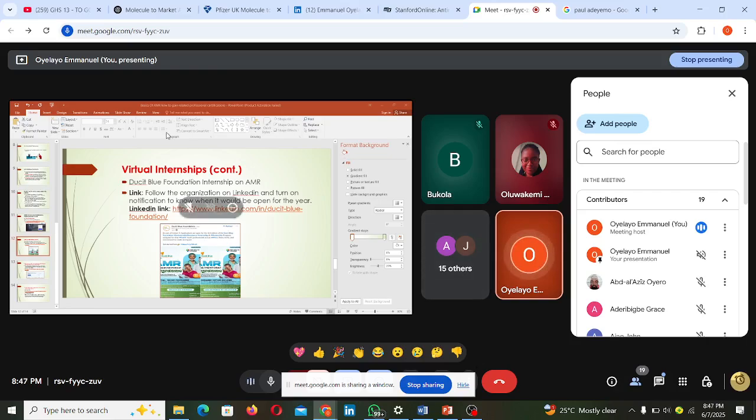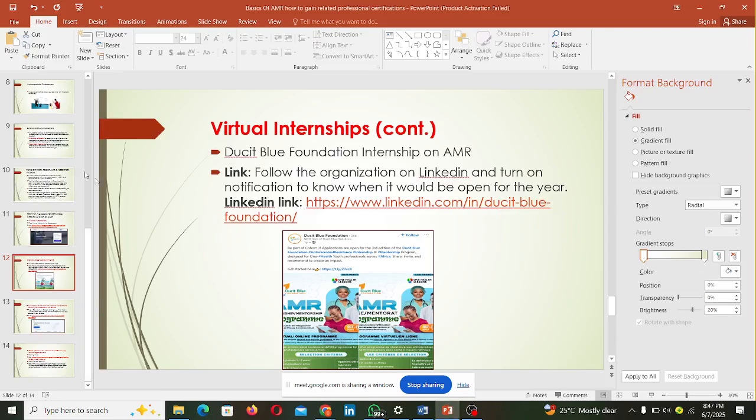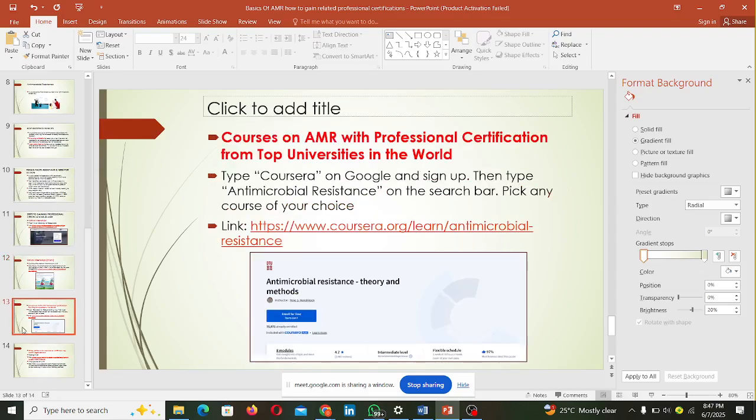Okay, so we have virtual internship through Ducit Blue also, Distribute Foundation. They provide internship on AMR also. You can follow them on LinkedIn. They provide it every year. That's their LinkedIn link, and turn on notification so that whenever it is open for the year, you can easily join the program. So they provide virtual internships every year, and these are the things you can easily add to your CV, because this Blue is a highly respected organization when it comes to antimicrobial resistance as far as Africa is concerned.